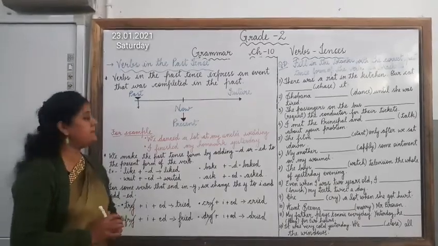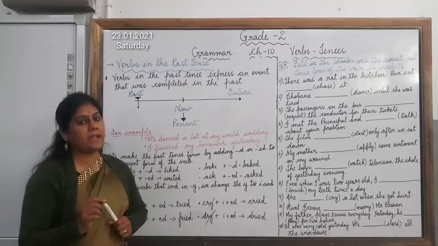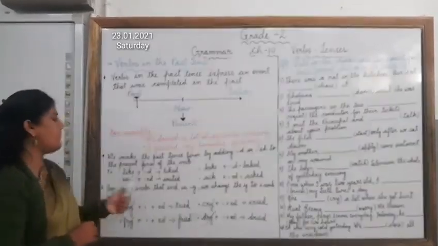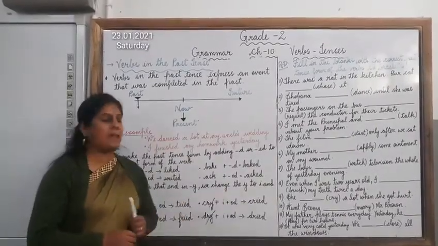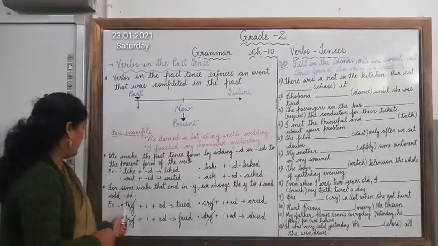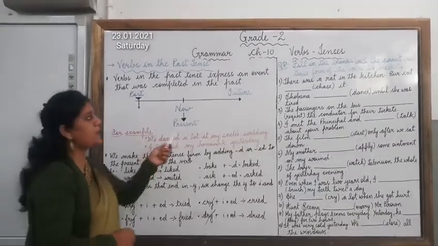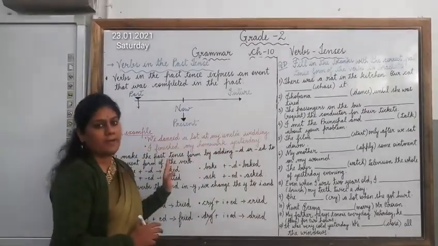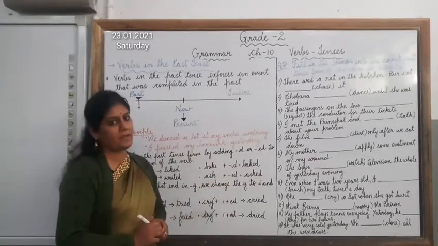So children, I hope that you have understood these rules very well. Again I am repeating it. We make the past tense form by adding d or ed to the present form of the verb. And for some verbs that end with y, we change the y to i and we add ed. Understood children? Now on the basis of this, exercise number D is given to you. Keep these points in your mind so that it will become easier for you to solve this exercise.